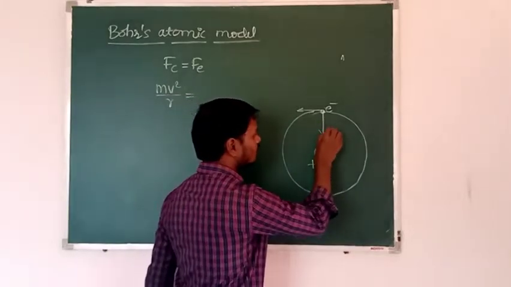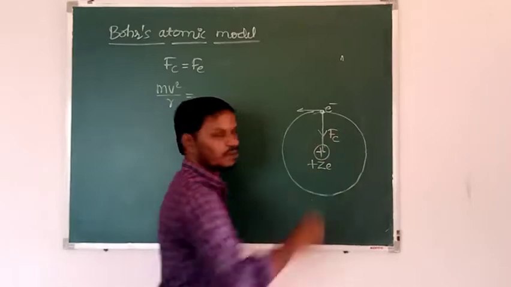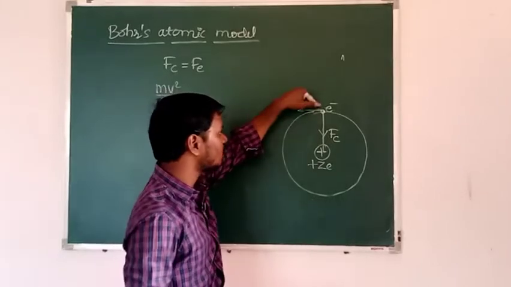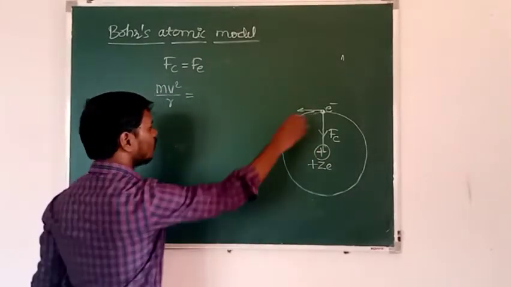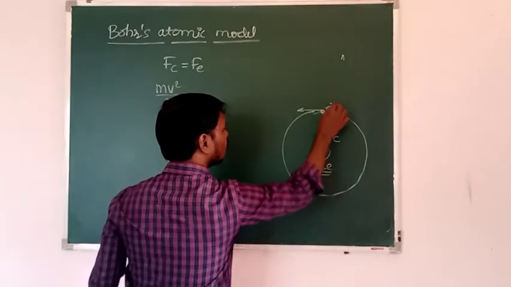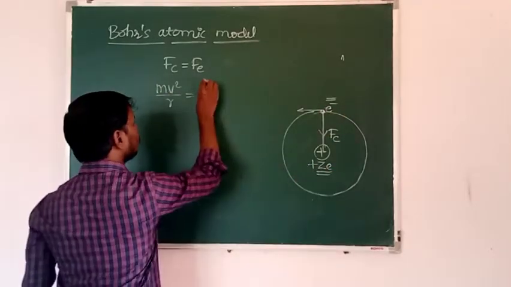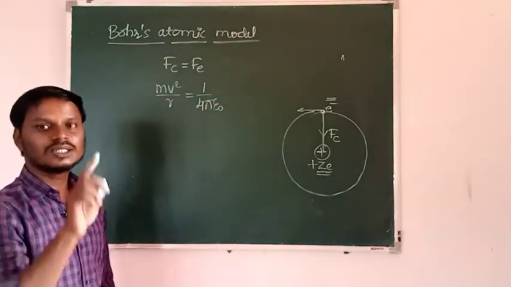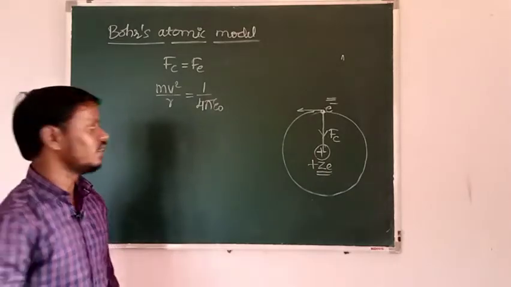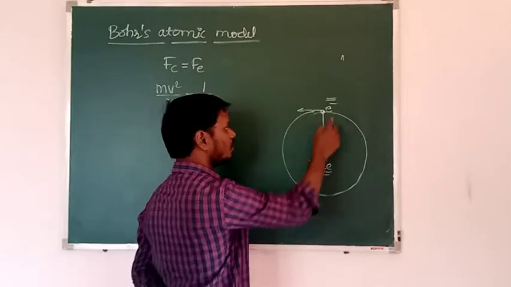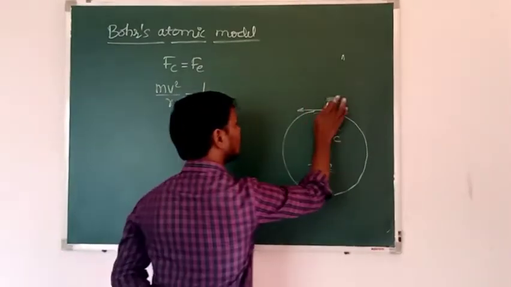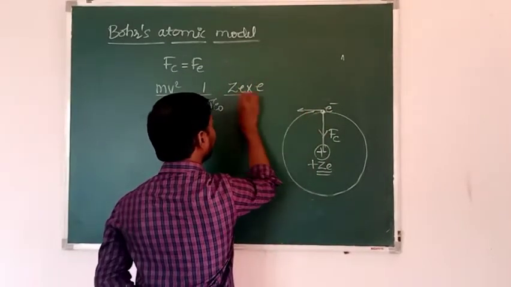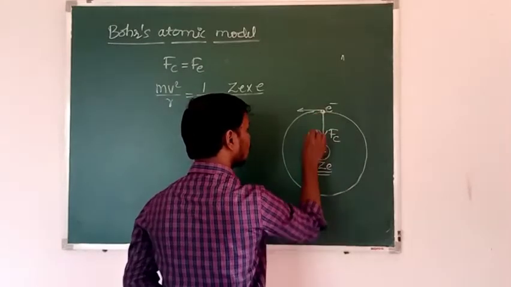Then there is a force towards the center. That force is called centripetal force, and this centripetal force is provided by electrostatic force, means the force of attraction between the electron and nucleus. Then the charge on the nucleus is plus Ze, charge on the electron is minus e. Then already we know the expression for the Coulomb force: 1 by 4 pi epsilon naught q1 into q2 divided by r square. Here q1 is the charge on the nucleus, q2 is the charge on the electron. Charge on the nucleus is Ze, charge on the electron is e, divided by the distance between the electron and the nucleus, that is r.